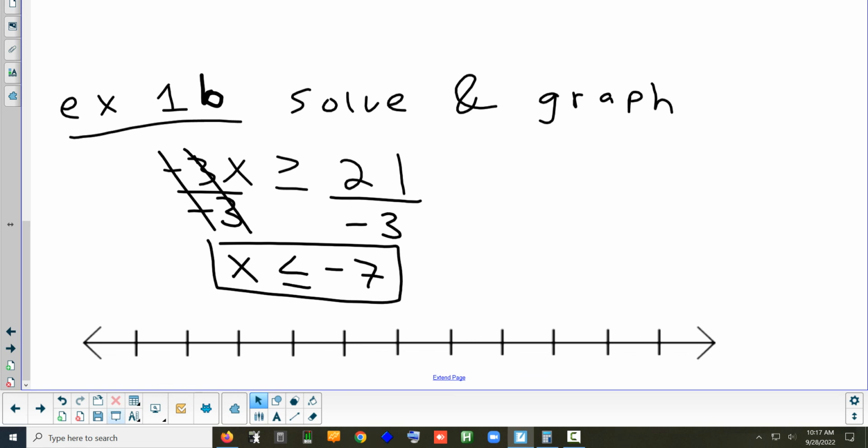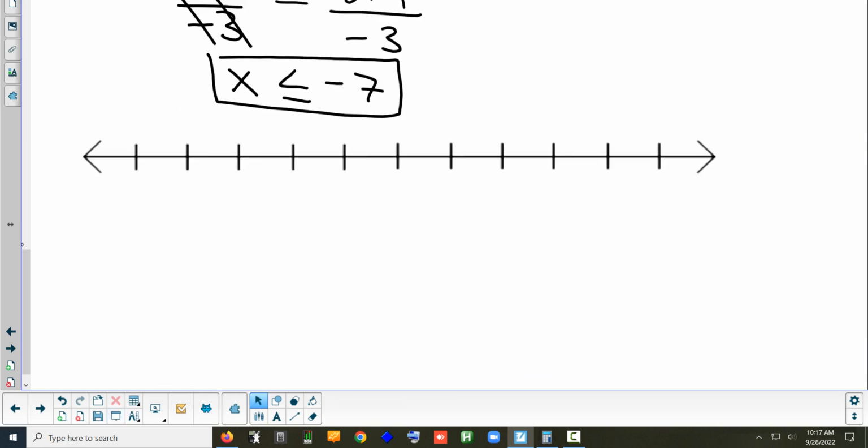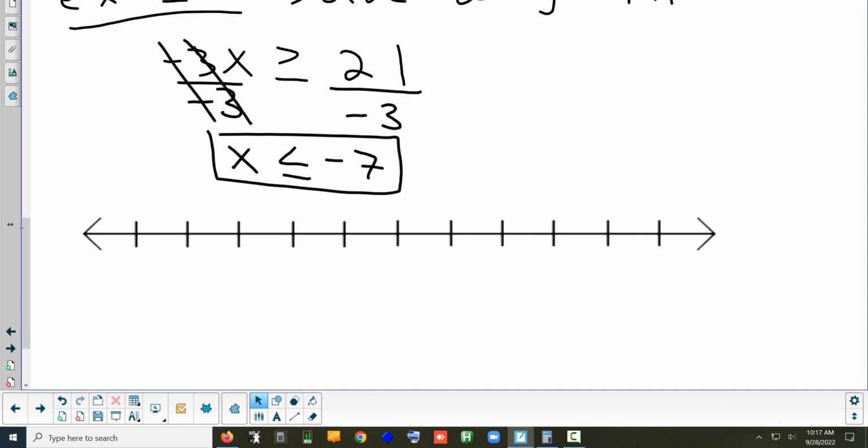All right, now to graph. So again, just 3 numbers on your number line, 3 or 4, that's fine. I'll do negative 8, negative 7, negative 6. Okay, so this time, Natalie, what kind of circle am I going to use? Closed circle. Yep, closed circle. And where are we going to put it? On the negative 7. So closed circle on the negative 7.